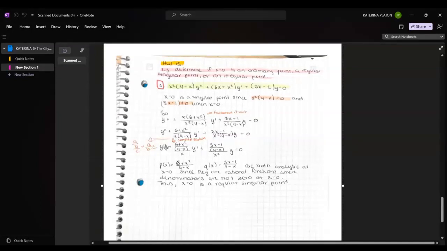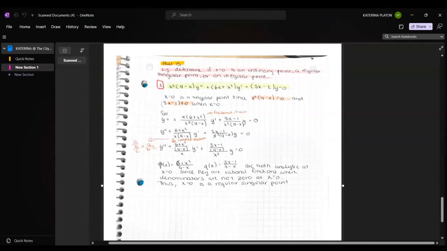And then I simplified a little more, and I wrote it here on the side: a divided by b divided by c is the same as a divided by b times c. I could have skipped that step, but I decided to do it because that's how it was explained in the lecture. So when we do that, I have y double prime plus 6 plus x squared divided by 4 minus x divided by x, y prime, plus 3x minus 1 divided by 4 minus x divided by x squared, y equals 0.